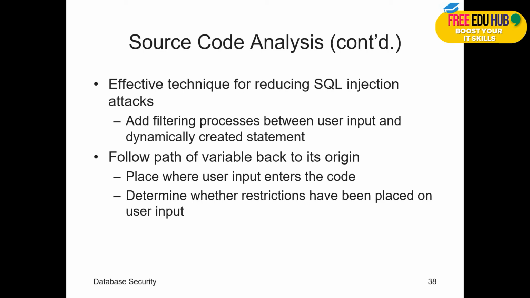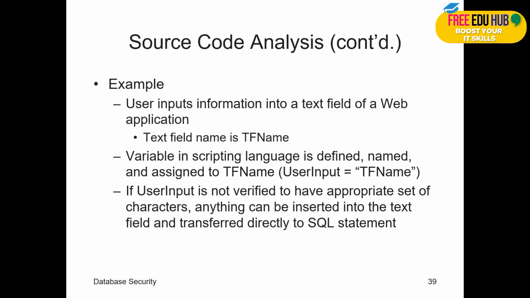Follow the path of the variable back to its origin, the place where the user inputs the code. Determine whether restrictions have been placed on the user input. Meaning, in the search field in which he is trying to search for items, he is not putting anything such as ' or where 1 is equal to 1 or where b is equal to a plus b, so that it would show all the results which are there in a database.